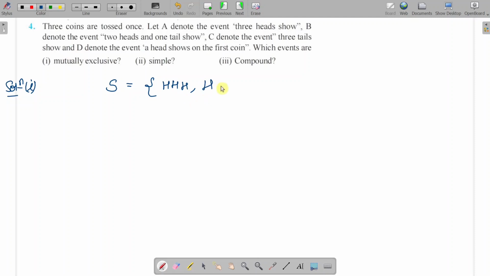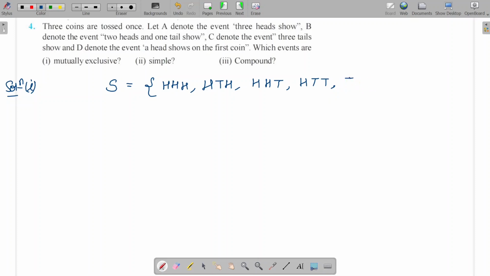Or you can get head on the first toss, tail on the second toss, head on the third toss, or you can get head on the first toss, head in the second toss, tail in the third toss, okay. Or you can get head in the first toss, tail in the second toss, tail in the third toss. So like this you have to write the sample point.